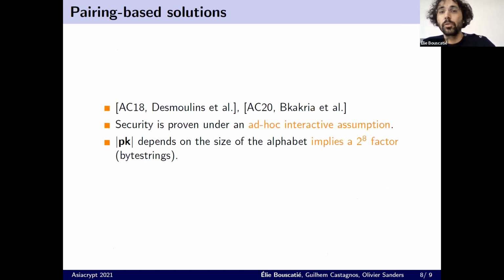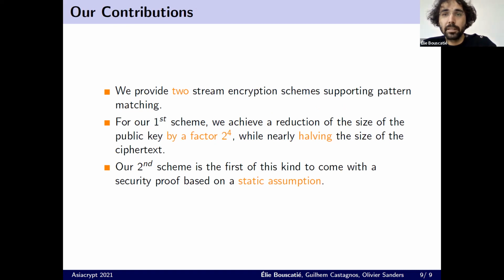There exist 2 papers that use bilinear pairings, and the second one is really adapted to streams, but they have 2 limitations. First, both of them rely on a very strong assumption that is interactive, and their public key depends on the size of the alphabet, and patterns use byte strings, so there is a 2 to the 8th factor. We address both these problems by providing 2 schemes. The first one is really efficient, and it reduces the size of the public key by a factor 2 to the 4th, and it halves the size of the ciphertext of the previous solutions. The second scheme also removes the dependency on the alphabet size, and it's the first one that uses a static assumption for security.